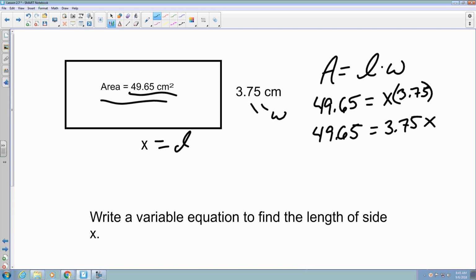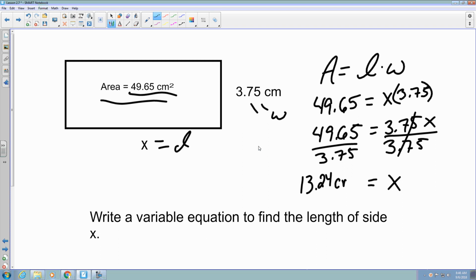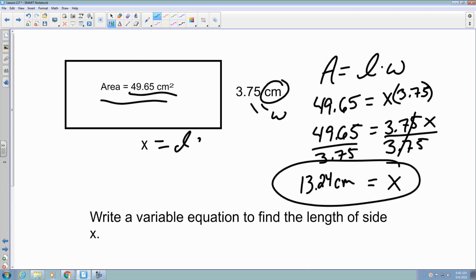Okay, now from here, in order to solve for x, we simply divide both sides by this 3.75. That gets canceled, so now I have x here, and now it's going to be 49.65 divided by 3.75, and that gives us a value of 13.24 centimeters. All right, it's not square centimeters because remember, see the centimeters here, it would be centimeters here. The only time you deal with square centimeters is when you're looking at the area of your object.